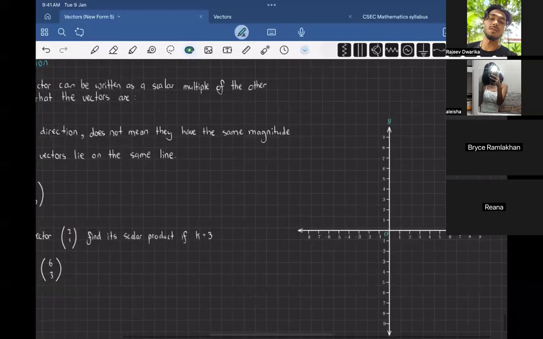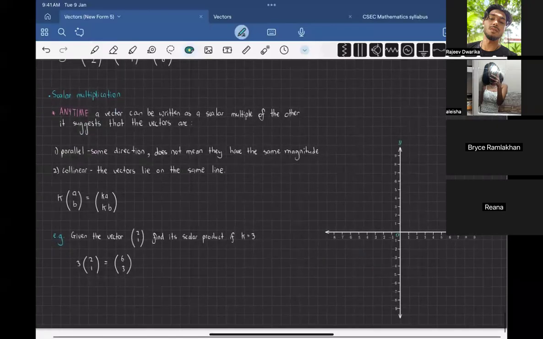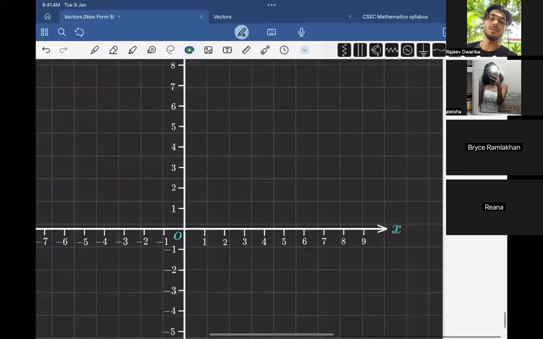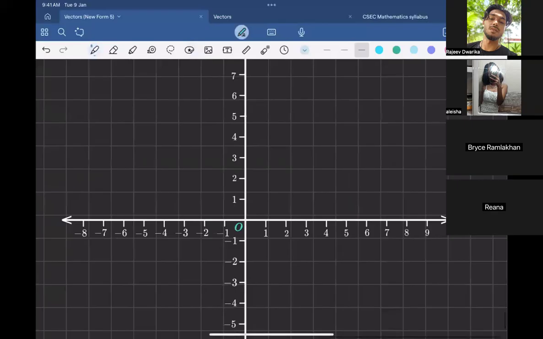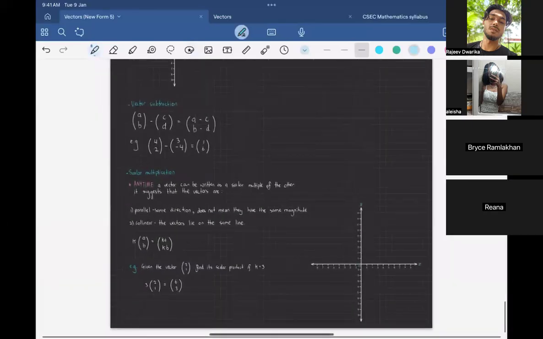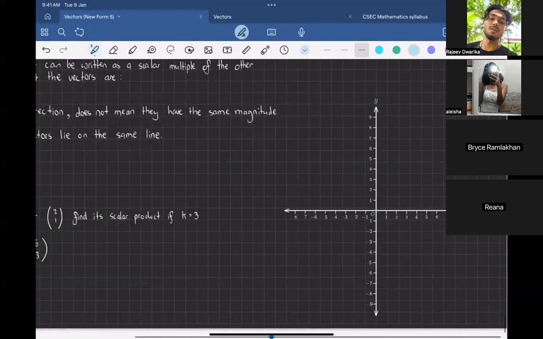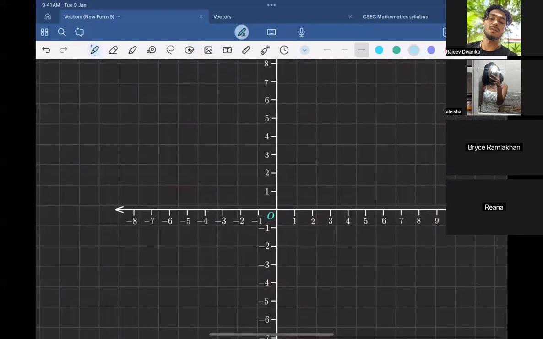All right, so let me just say, I will use position vectors for this, so nobody would get lost. So Alicia, let me just say we're dealing with the position vector 2, 1. If we're dealing with a position vector, where are we starting from? The base, the origin. Right, so it's 2, 1.